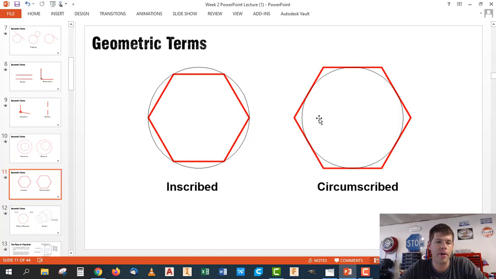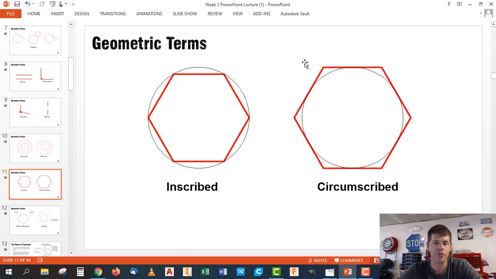Moving on, we can also talk about polygons. So this doesn't have to just be a hexagon like you see right here. It could be an octagon, pentagon, even a rectangle maybe. So you can inscribe a polygon or circumscribe it. Okay. The way I always get these confused, but the way I remember this is inscribed, the polygon is inside the circle.